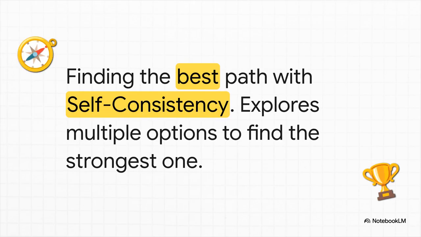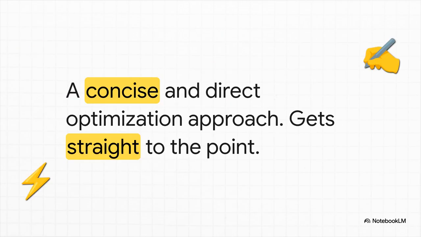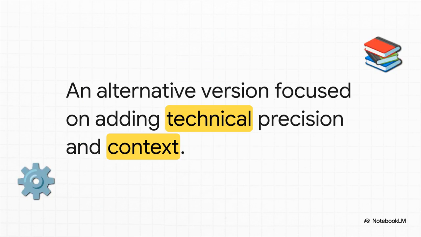Okay, but what if there isn't just one best way to improve a prompt? For the really complex stuff, the optimizer uses another expert move: self-consistency. Instead of just trying one strategy, it actually explores multiple paths at the same time. For instance, it might generate one possible version of the prompt that's super concise, very direct, and just gets right to the point. But at the exact same moment, it's also whipping up another candidate, maybe one that's all about injecting way more technical precision and context.